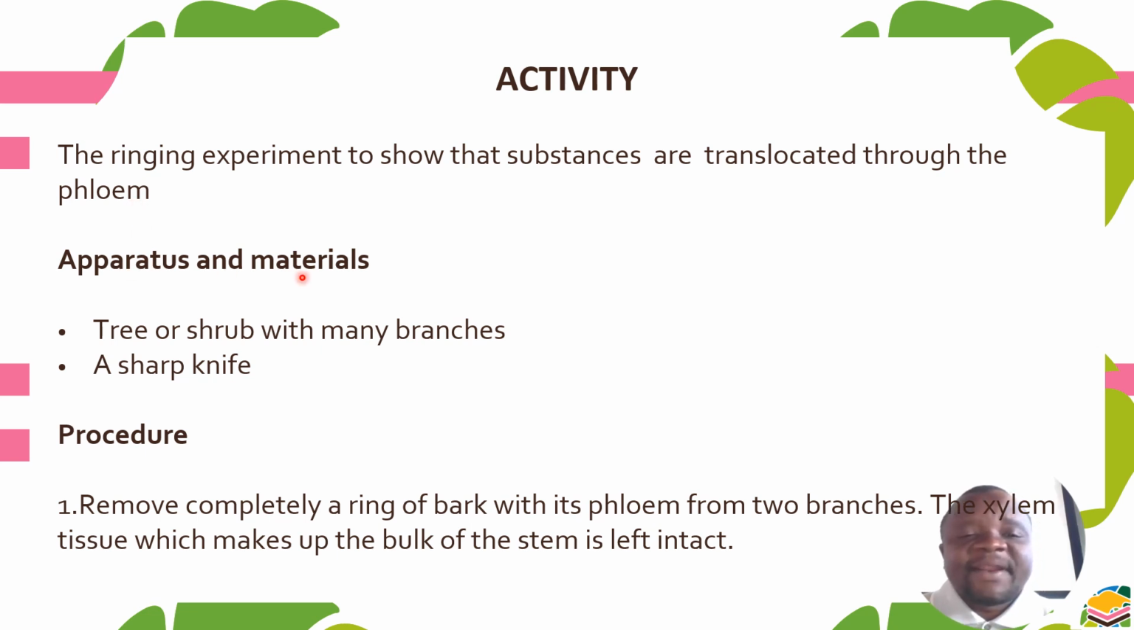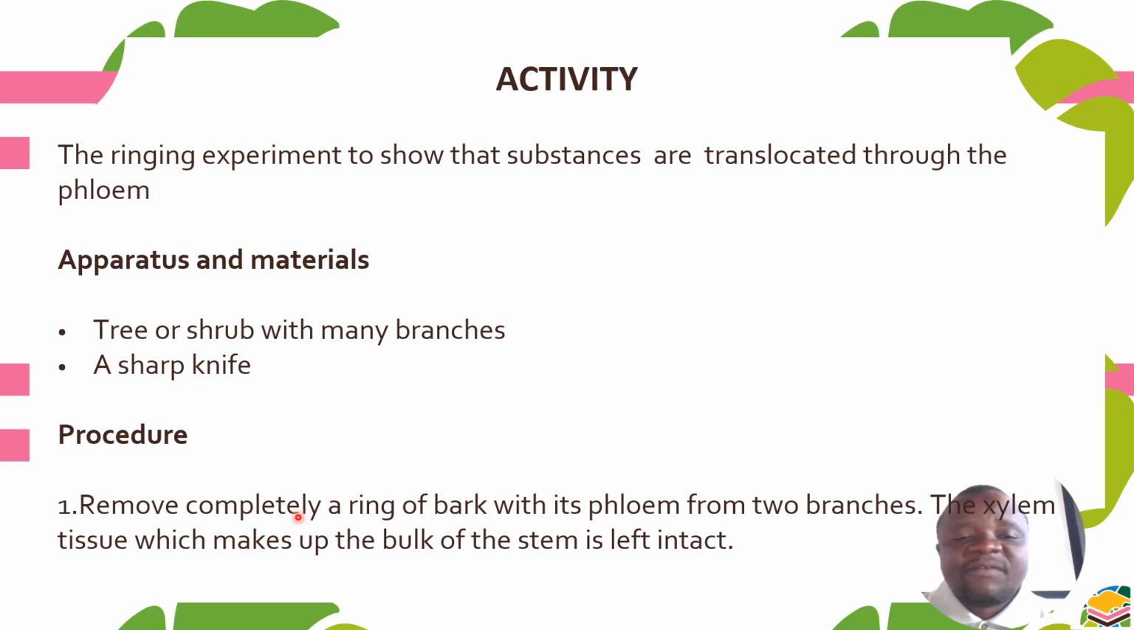Now we have the apparatus and the materials. What materials are required in this experiment? One, we need a tree or a shrub with so many branches. We need a knife, which we use to cut the tree or shrub. Then what is the procedure? The procedure, we are looking at the steps that are followed if we want to conduct this experiment.